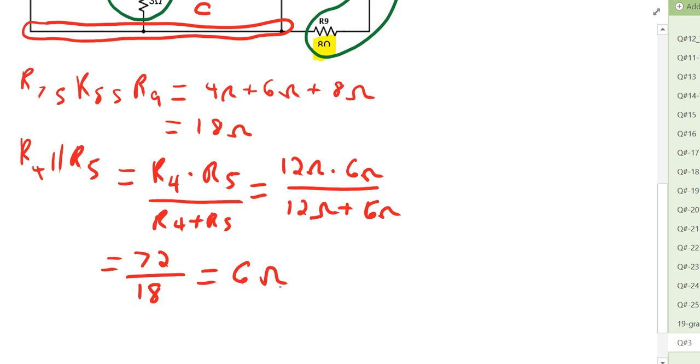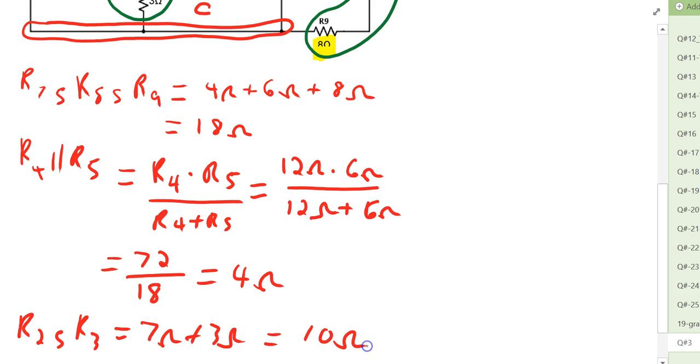In addition, we had R2 in series with R3, and that is 7 ohms plus 3 ohms equals 10 ohms. So now we can redraw the circuit, replacing the resistors we've identified in the first circuit with their equivalent values.